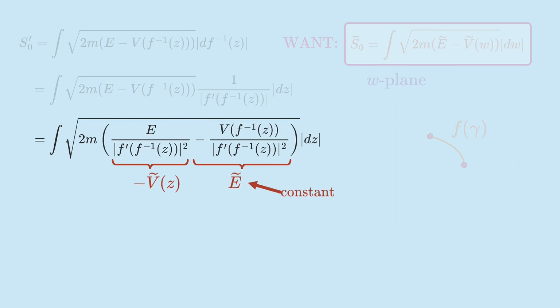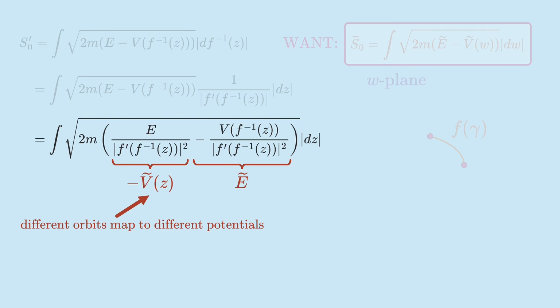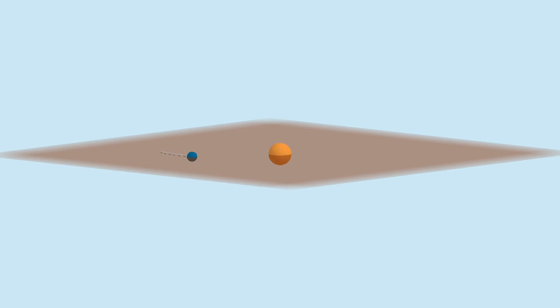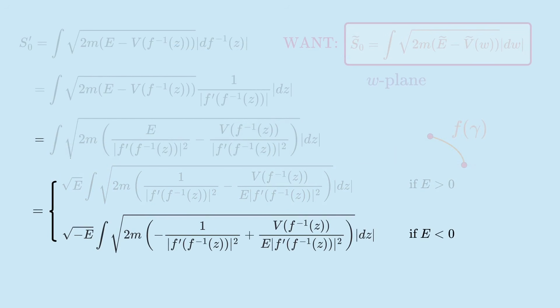In the literature, there is a final step since it's weird that we need a completely new potential for slightly different E's. So we pull out a factor of square root of E or square root of minus E depending on whether E is positive or negative. In Newtonian gravity, if the orbit is bounded, we expect the total energy E to be negative, so we focus on the case with negative E.